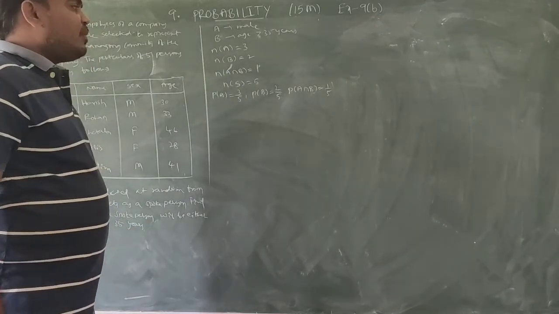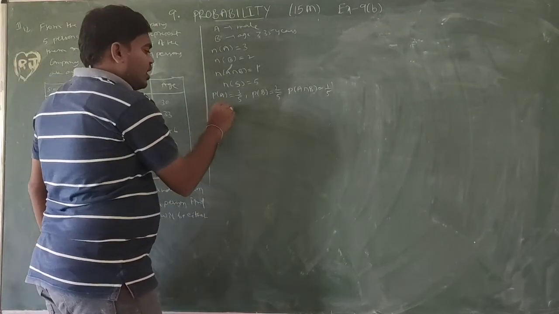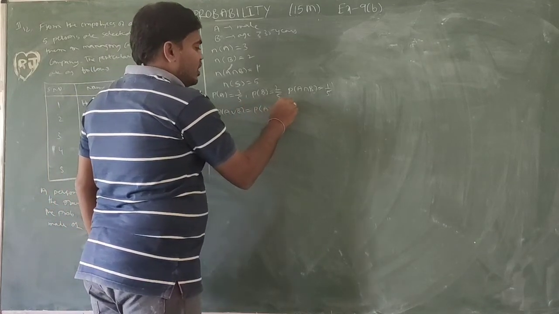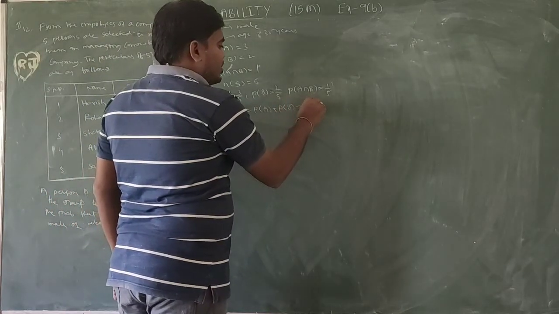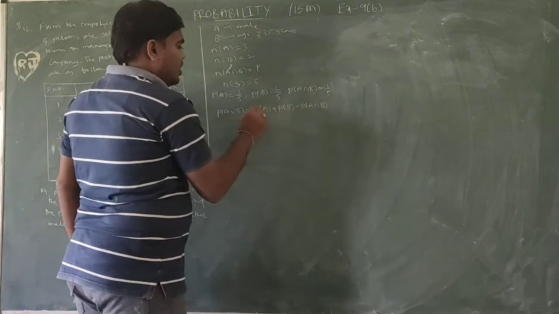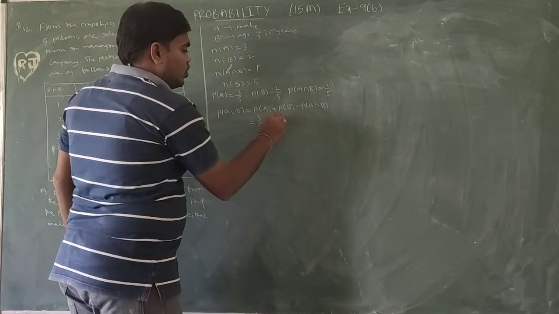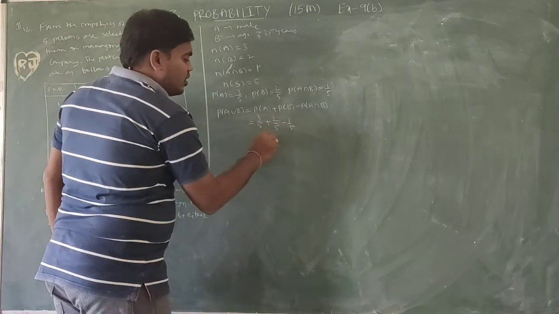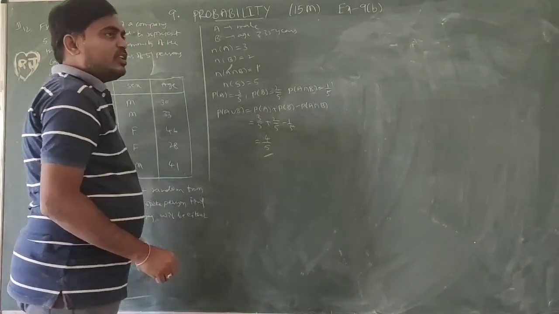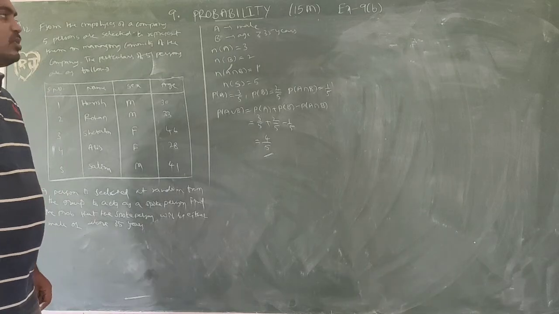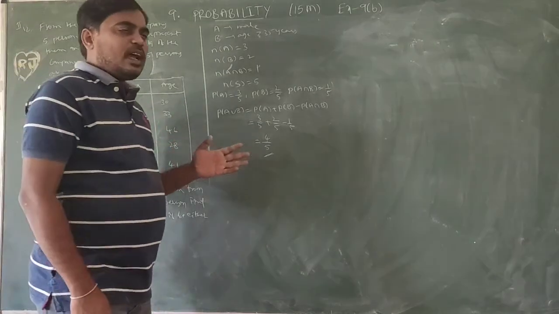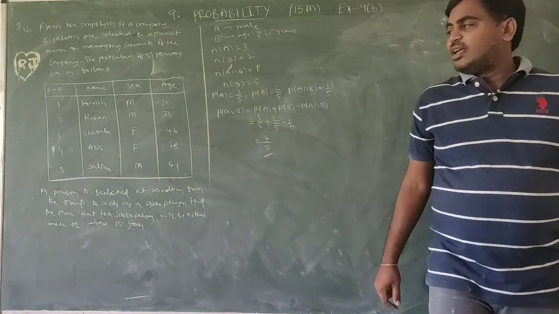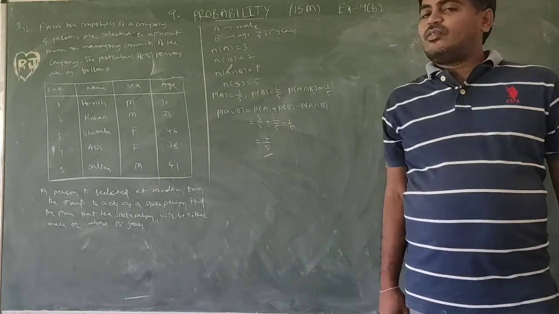So by the addition theorem of probability, P of A union B equal to P of A plus P of B minus P of A intersection B. P of A is 3 by 5, plus 2 by 5 minus 1 by 5. 3 plus 2 is 5, minus 1, 4 by 5. So this is the probability that the person is either male or the person's age is greater than 35 years. So this is the required solution.